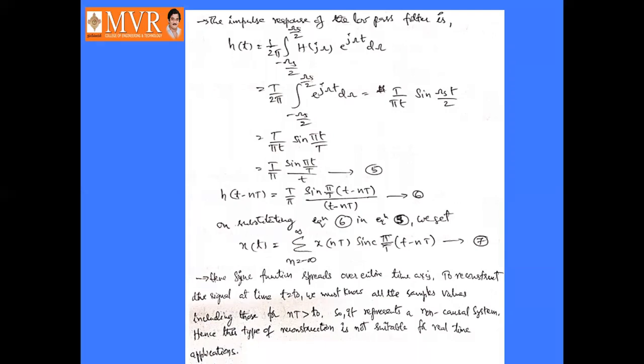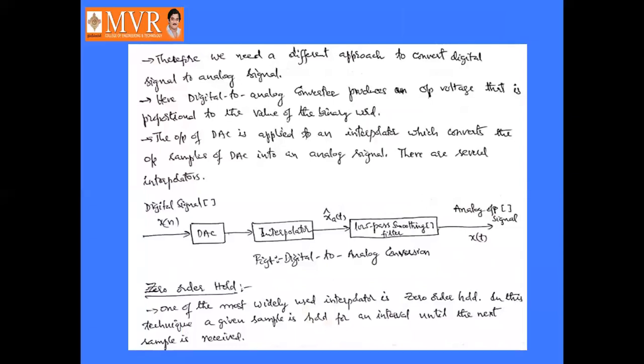The type of reconstruction is not suitable for real-time application. Okay, this is about the reconstruction of the signal. Therefore, we need a different approach to convert digital signal to analog signal. Here, a digital to analog converter produces an output voltage that is proportional to the value of the binary word.